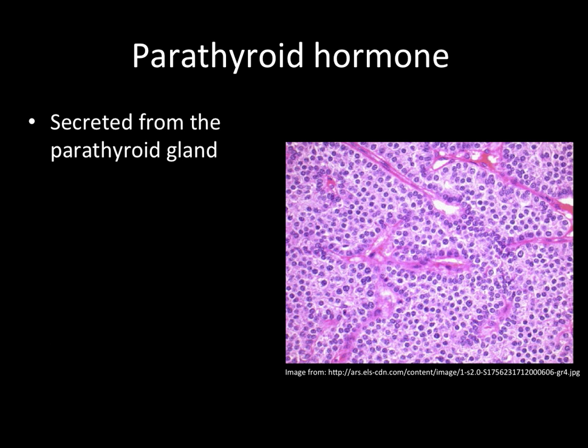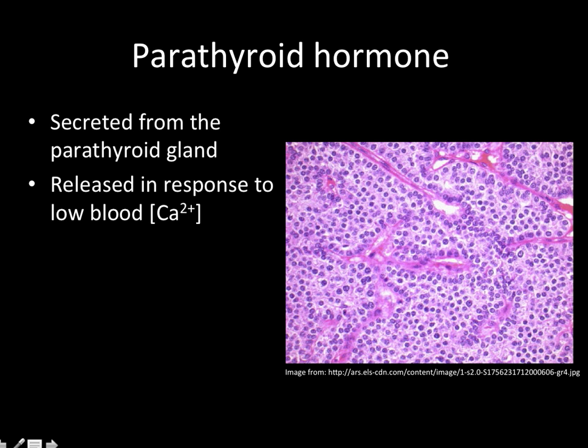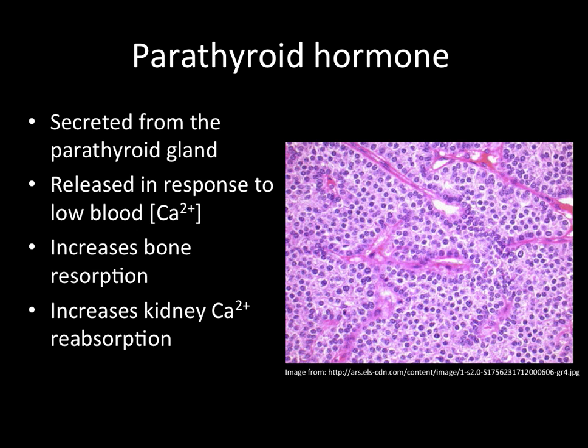Parathyroid hormone. So this is secreted from the originally named parathyroid gland, and you can see the histological image of the parathyroid gland here. And this is released in opposite conditions to how calcitonin is released. It's released in response to low blood calcium. Now, in order to increase blood calcium, it's going to increase bone resorption. If you can resorb bone, you can resorb the hydroxyapatite, and therefore you can absorb the calcium that has been within that hydroxyapatite back into the blood.